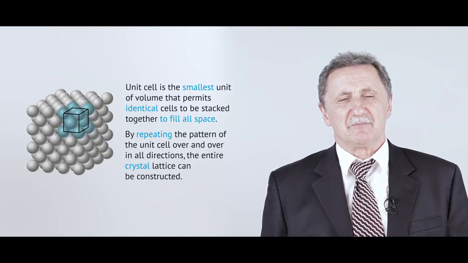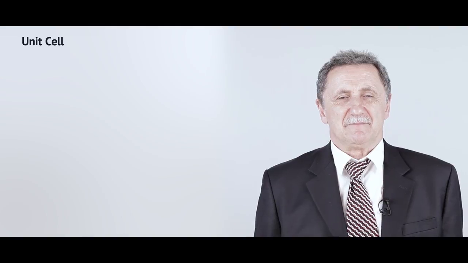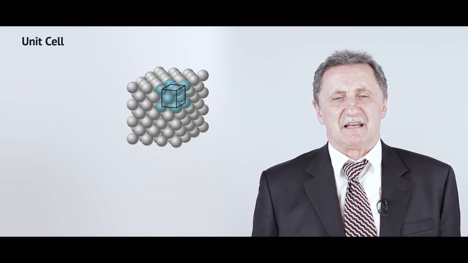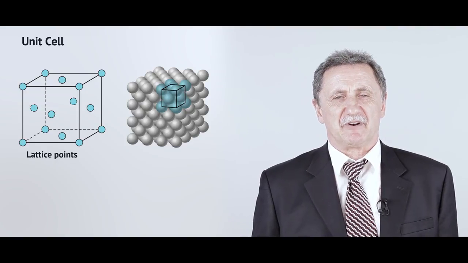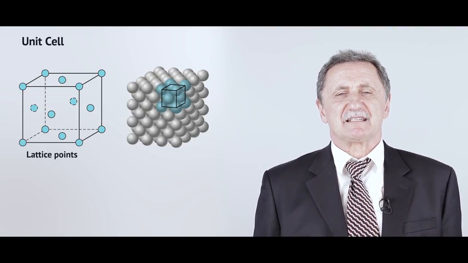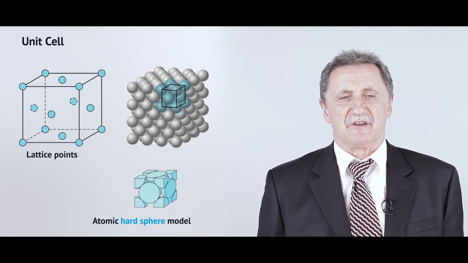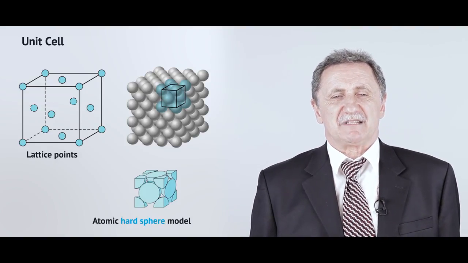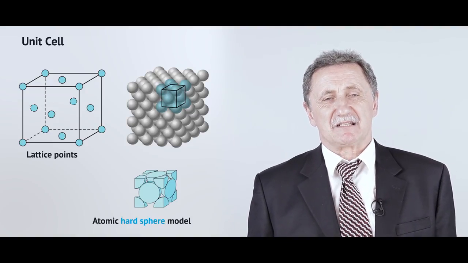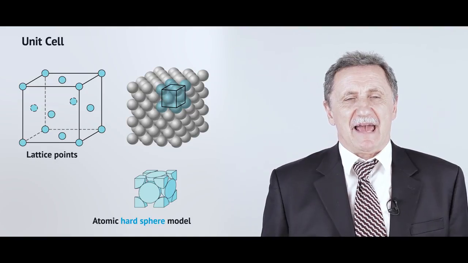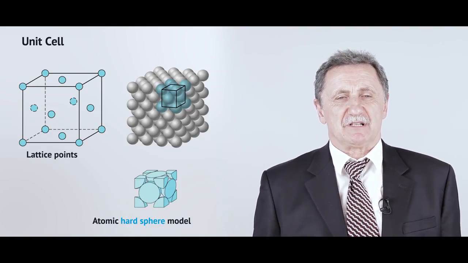So the unit cell can be represented in different ways in order to have some idea. It can be represented as hard spheres, and on the right side of the screen you can see this type of representation. The unit cell is also outlined on this figure, or it can be represented by lattice points. On the left side you see a cube with some atoms, the blue are atoms, distributed in this unit cell.